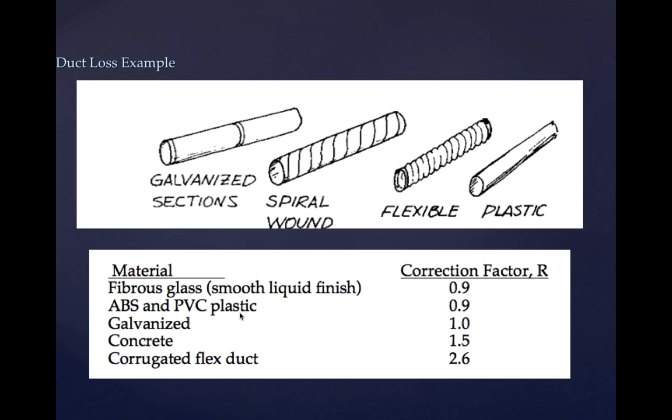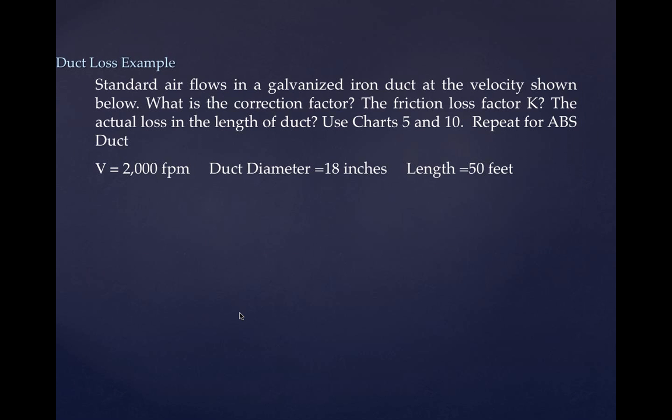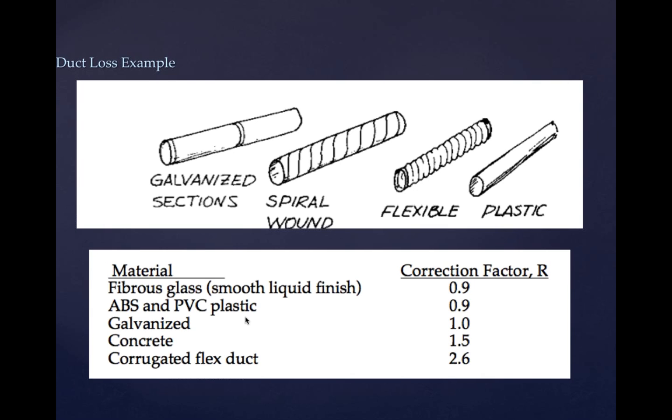You have in your references the correction factor for different kinds of ductwork based on how smooth or how rough the material is. Corrugated flex duct, correction factor is 2.6. ABS plastic, it's 0.9. The reason this correction factor is based on galvanized iron is because most ductwork is galvanized iron. So this is a correction to your K factor. If you're using standard galvanized iron ductwork, then that K factor that helps you calculate that loss is multiplied by R of 1.0. In other words, you can forget about the R.